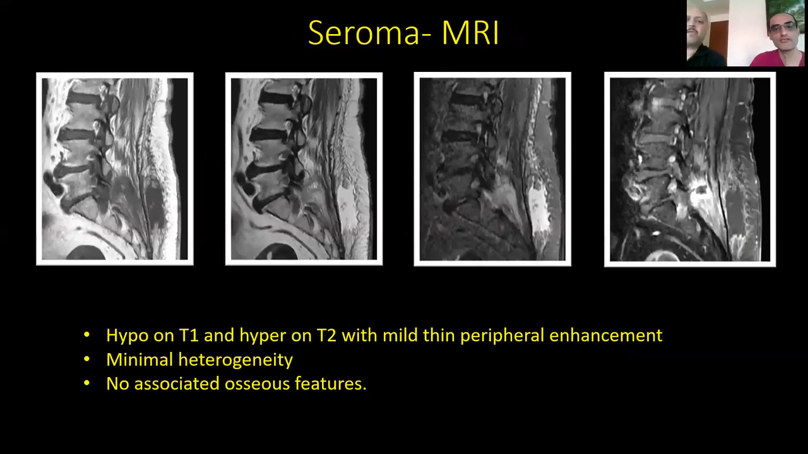On MRI, the seroma has a very innocuous appearance, just like its clinical picture. On the T1 weighted images, it appears hypo-intense. It appears hyper-intense on the T2 weighted images. And on post-contrast imaging, it shows very thin peripheral uniform post-contrast enhancement. There may be minimal heterogeneity within the seroma, but typically there will be no associated osseous findings.